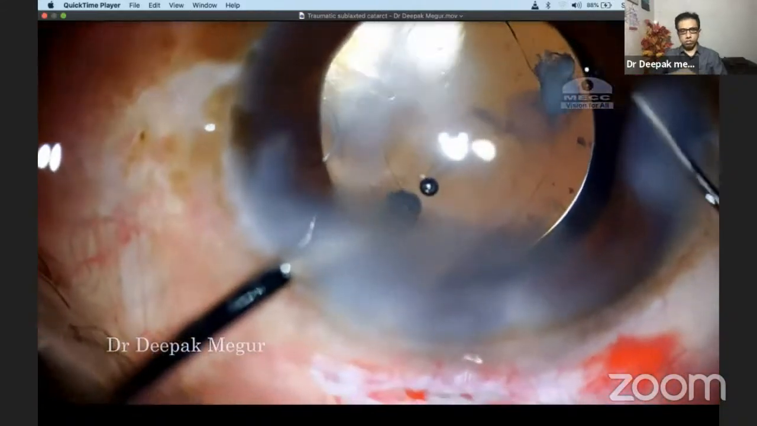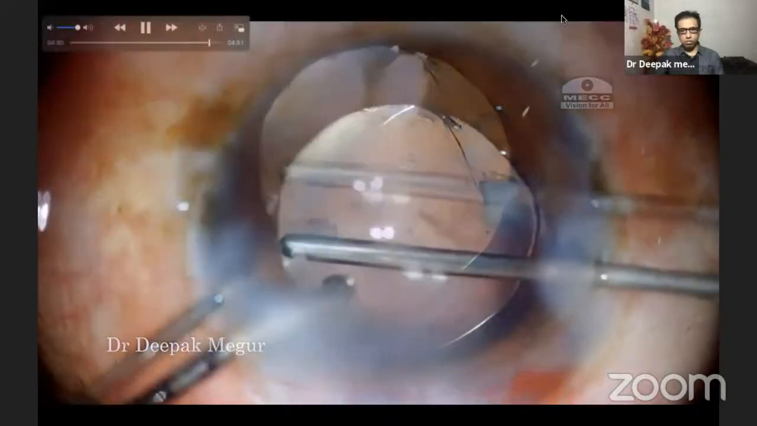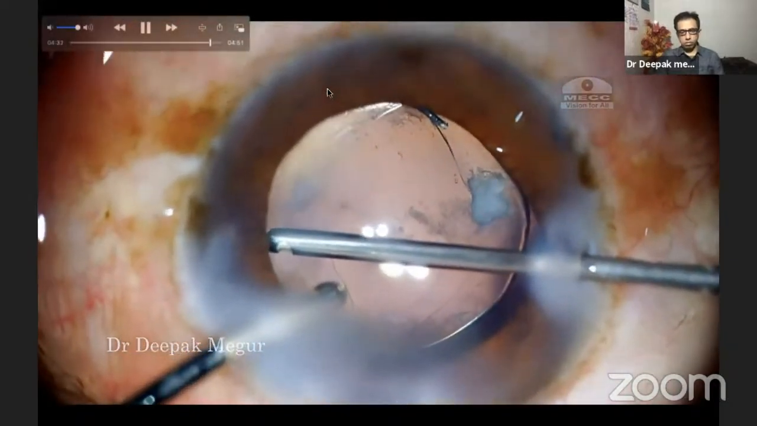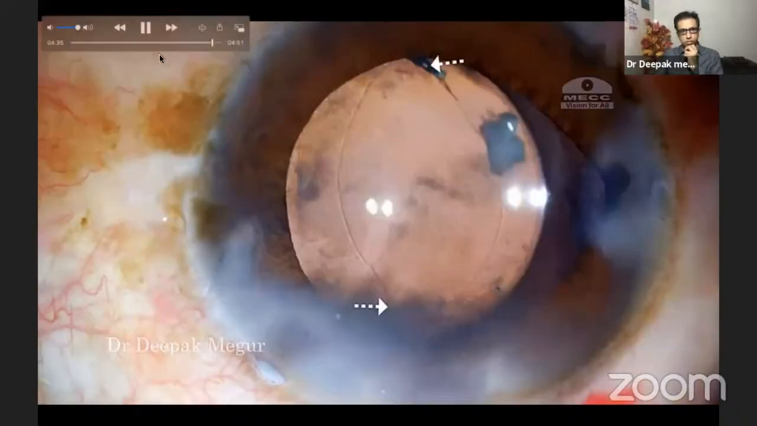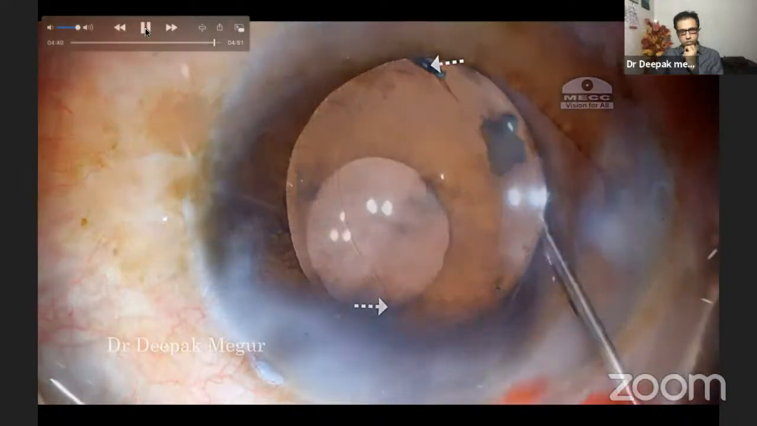And once it is done, you can see there is some amount of vitreous which is again prolapsed through that area. I'm using my vitrector to do vitrectomy, and you can see the ovalization of the rhexis, which is suggestive of the fact of the optic capture.